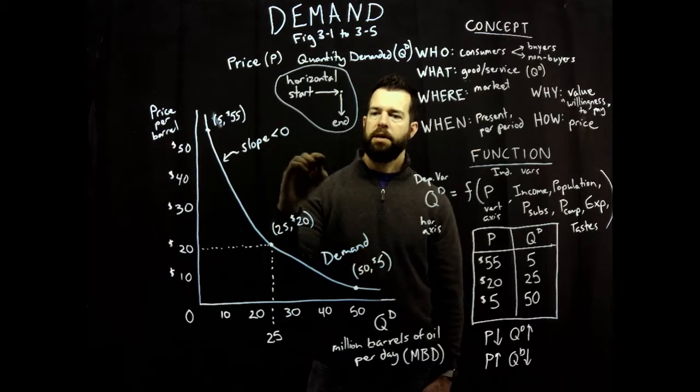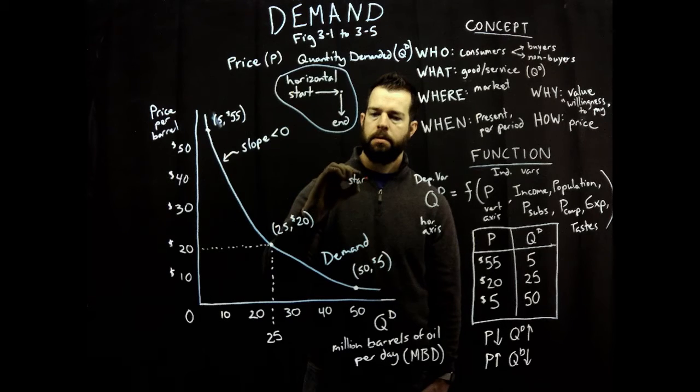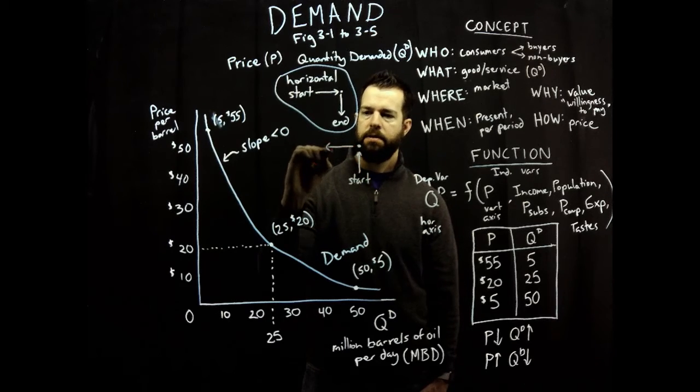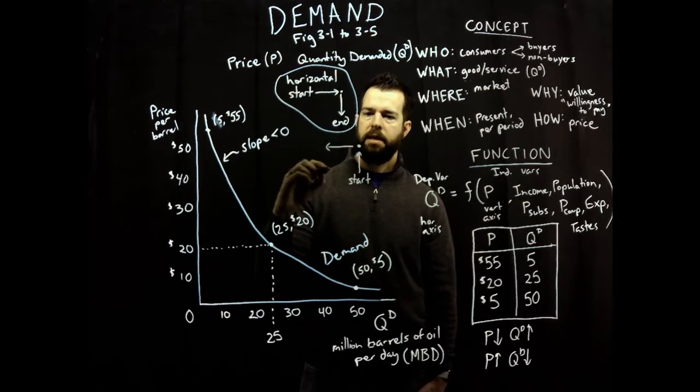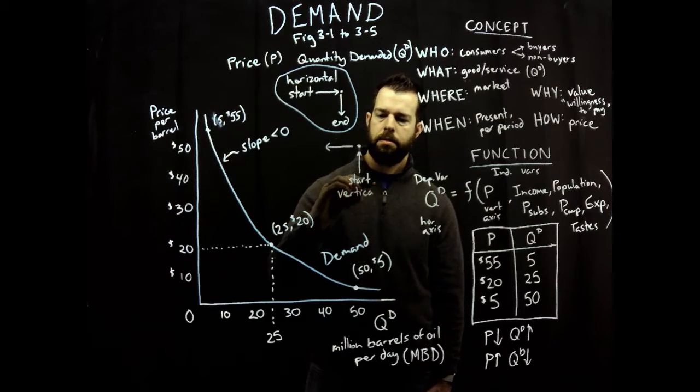And then if we go from the start, and we go up to the point, and then we go to the left, that is our vertical reading.